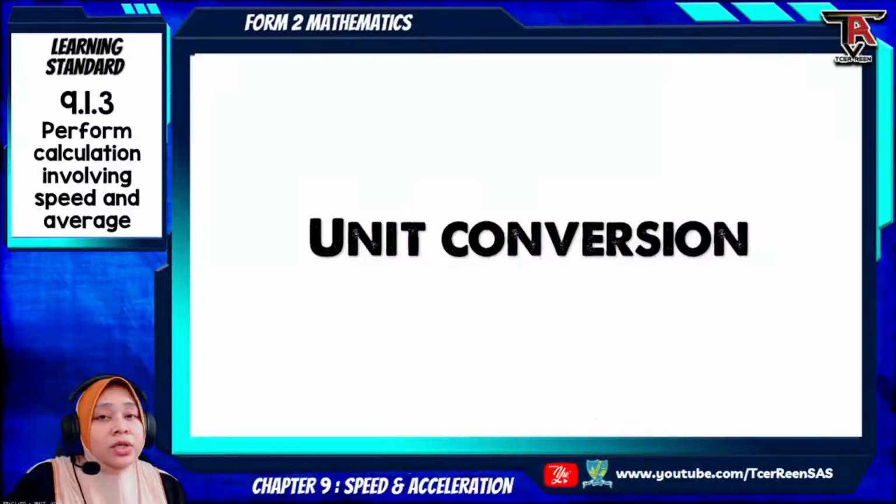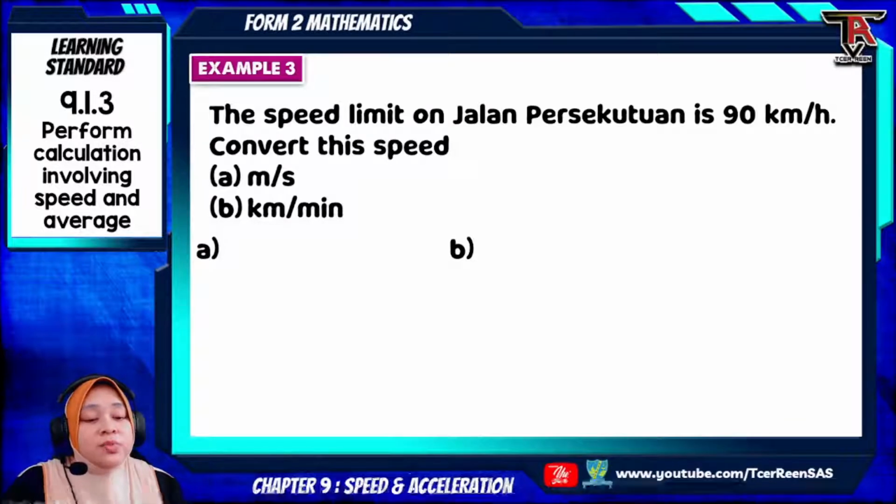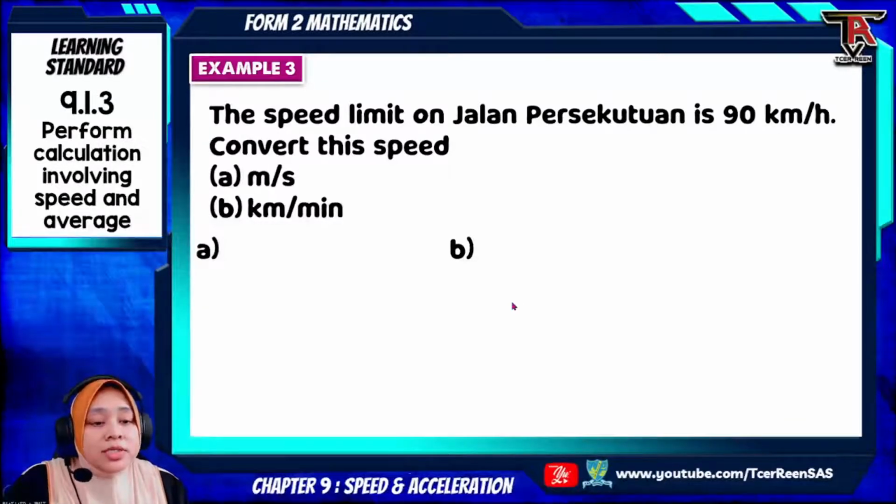Now we move further to the second part, which is unit conversion. For unit conversion, we look at example 3. The speed limit on Jalan Persekutuan is 90 km per hour. The question asks us to convert this speed to meter per second. First of all, to answer this type of question, you must write 90 kilometer per 1 hour.